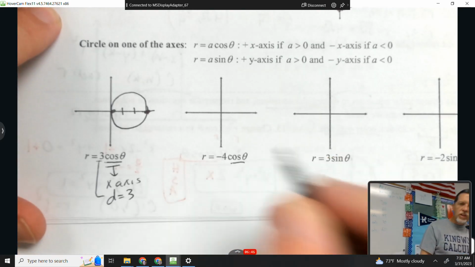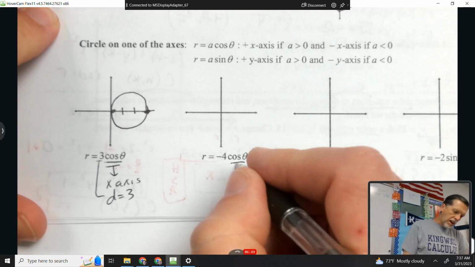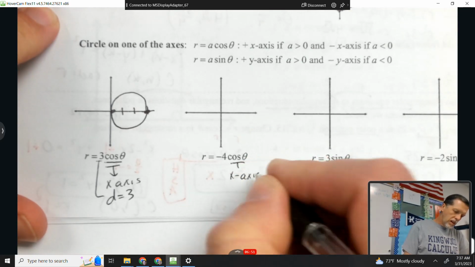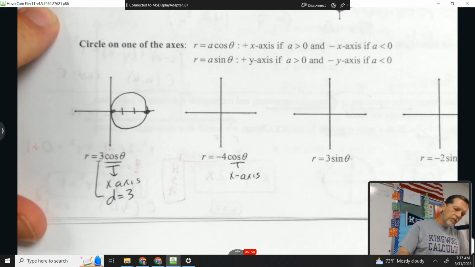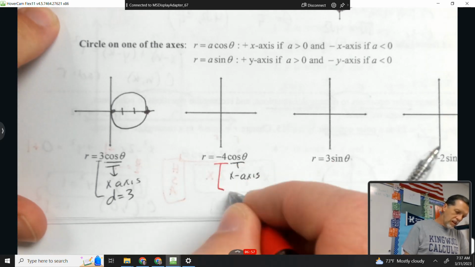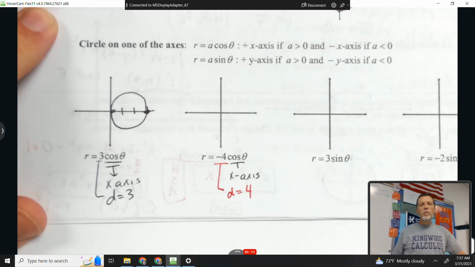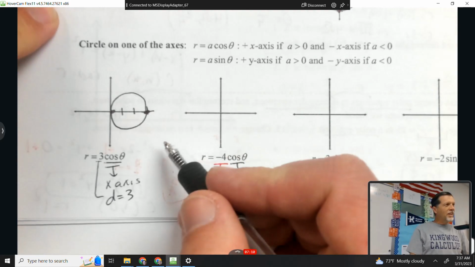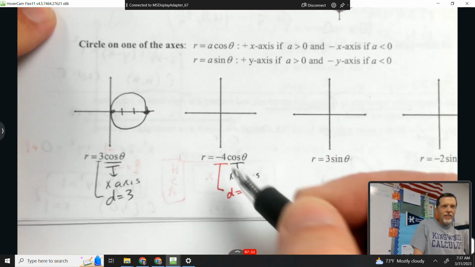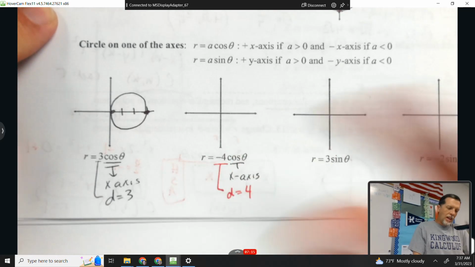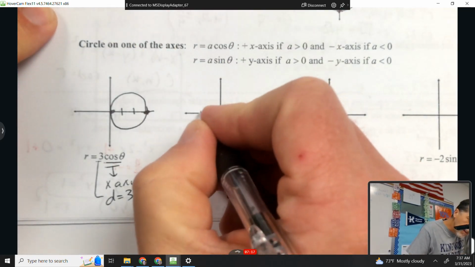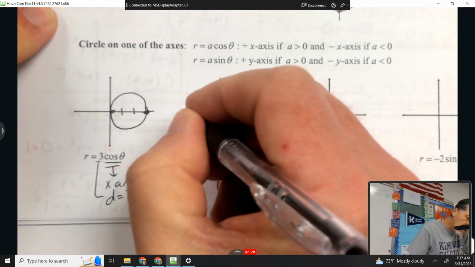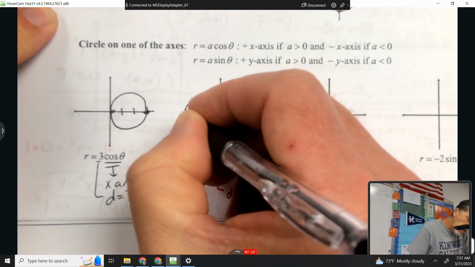Next one, cosine. So I know it's on the x-axis. What do you think the -4 does? I mean, diameter is going to equal 4, but what does the negative usually do? Say it, somebody. Flip it. So instead of being on the right side, it's going to be on the left side. Okay, so I think this makes sense. Cosine is left and right. Negative means on the left. So let's count out 4 spots and put our circle over there.